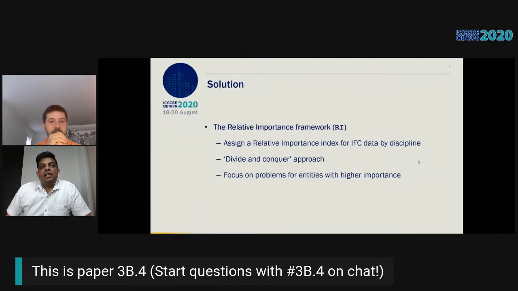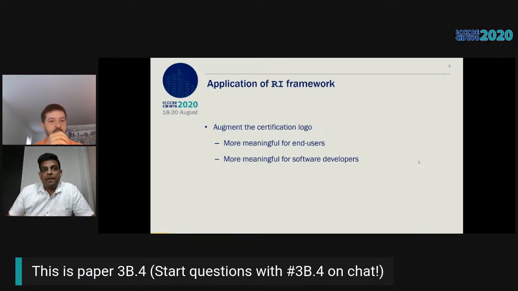The solution is to have a framework that could rank the IFC elements as per their relative importance by discipline. With this, the stakeholders could divide and conquer. They can use this divide and conquer approach to focus on the interoperability problems of only the elements that are important for their discipline. And it can be used to augment the current certification logo and make it more meaningful.